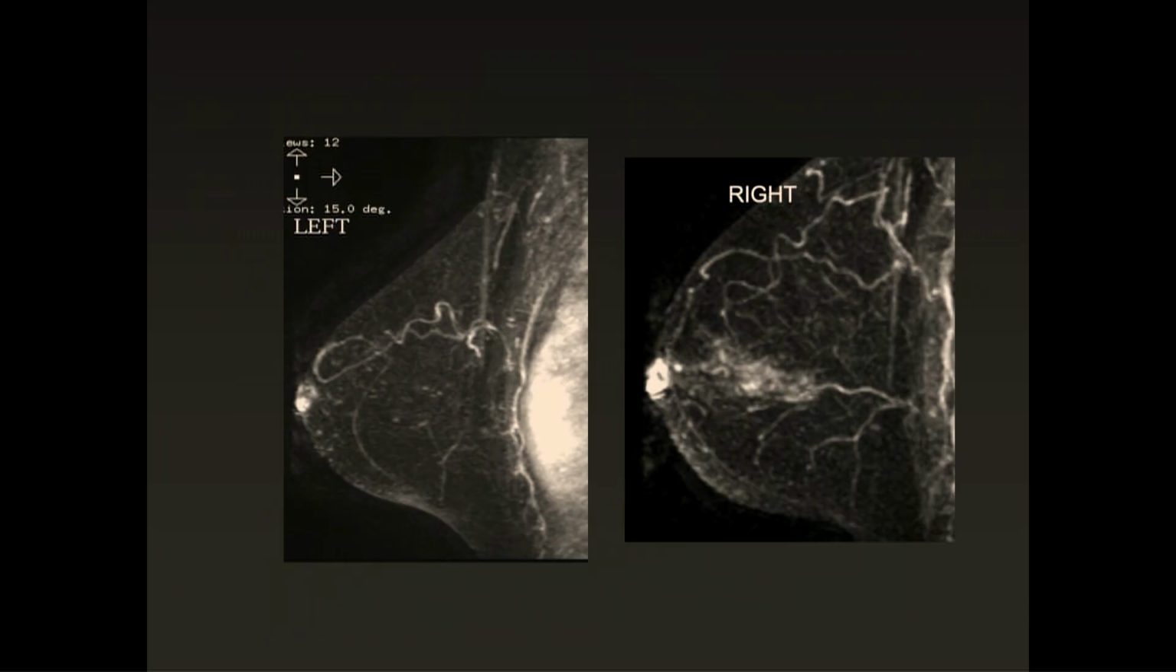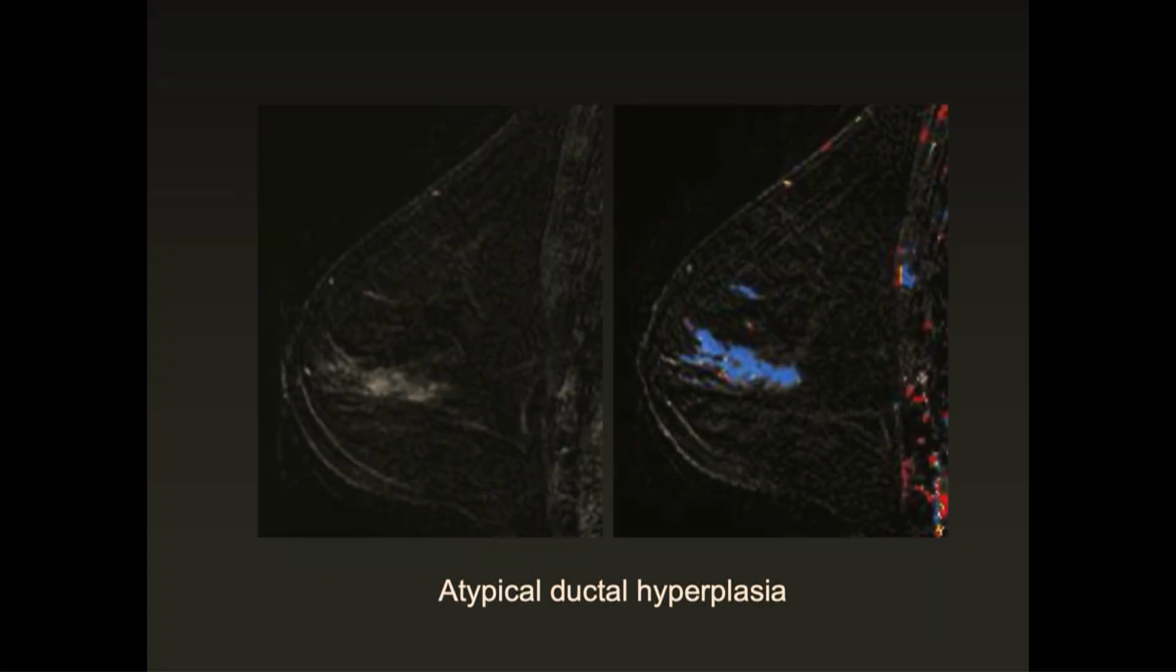On MRI, more typically, we see non-mass enhancement. These are subtraction MIP views of the left and right breast. In the retroareolar right breast or the central right breast, you can see that there's an area of asymmetric non-mass enhancement. It does show benign kinetics, not uncommon for non-mass enhancement. And when this underwent biopsy, this was ADH, not upgraded.